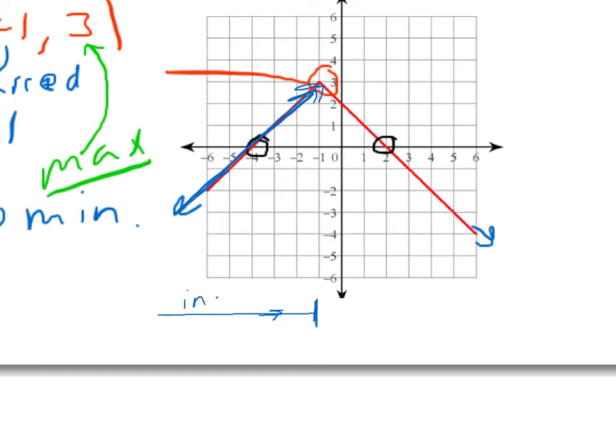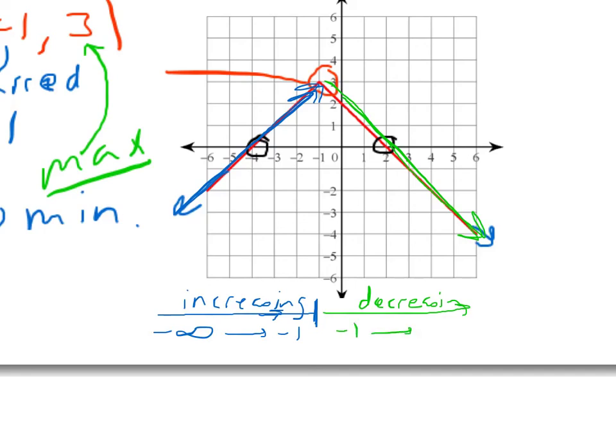So our graph is increasing from -infinity, which is way, way left, up to -1, and then it stops. And then from that point on, continuing on to the right, our graph starts to go down, down, down, down. So decreasing. So our graph is decreasing from -1 to +infinity. And you can write a plus in front of there if you'd like to. And this is how we'd write our answer.